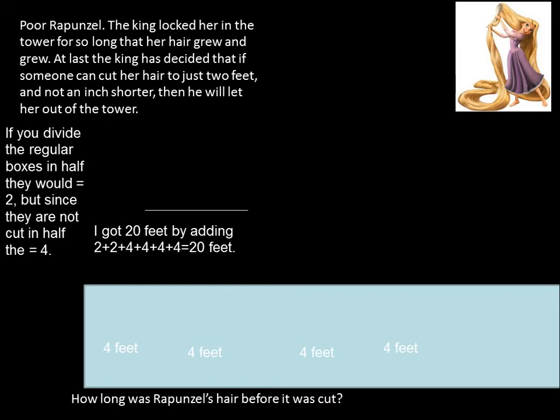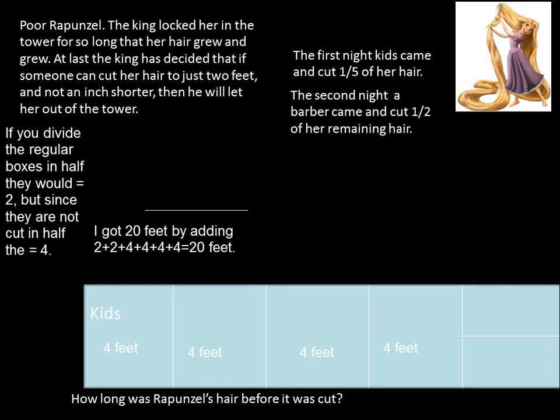So, like this, it'd all equal 4 feet. So he got 20 feet by adding 2 plus 2 plus 4 plus 4 plus 4. Yeah. Lines are flat. That really helps. And then these little 2 boxes will equal 2, since it's half. Oh, okay. And it just explains the first night they came in and cut 1/5 of their hair. Second night the barber came in and cut 1/2 of their hair.